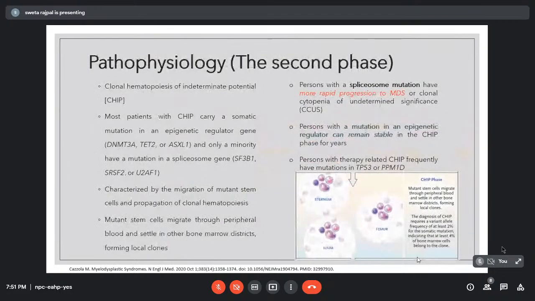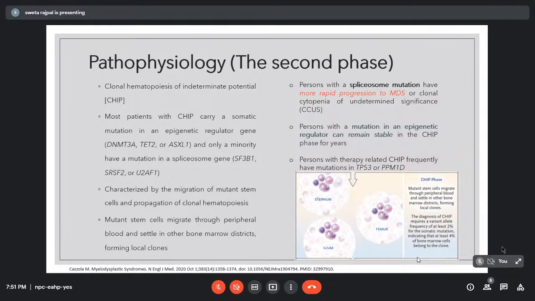In the second phase, there is formation of so-called CHIP, clonal hematopoiesis of indeterminate potential, where the clone size increases in number and also spreads to other bones through the bloodstream. So not only a single bone, multiple bones will have these clones, and these migrated mutant stem cells will colonize the other bones and increase in size. In this stage, we will have mutation even in the peripheral blood, but the clonality will be around 2 to 10% at maximum.